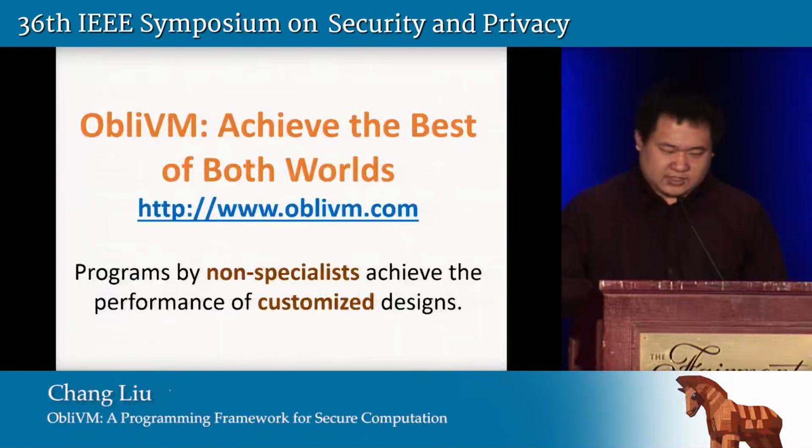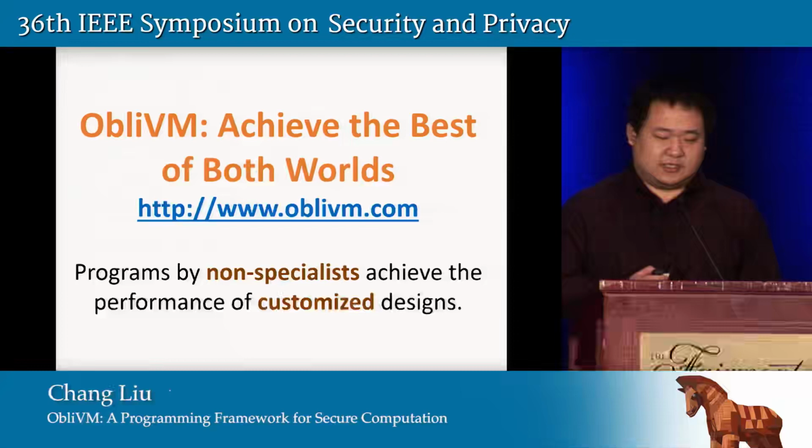So our question is, can we make it better? Can we build a generic framework, but also achieve customized performance? This is about our work, ObliVM, to achieve this goal. We want to allow non-specialists, for example, non-cryptographers, to implement secure computation protocols while achieving customized performance. So how do we do that?